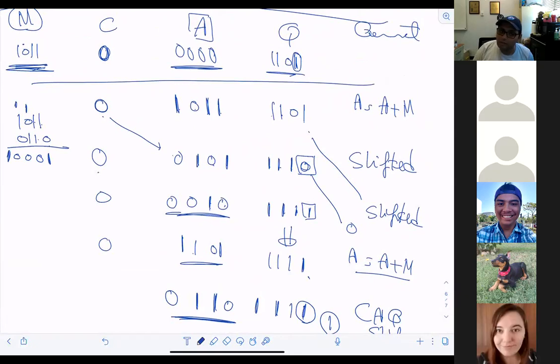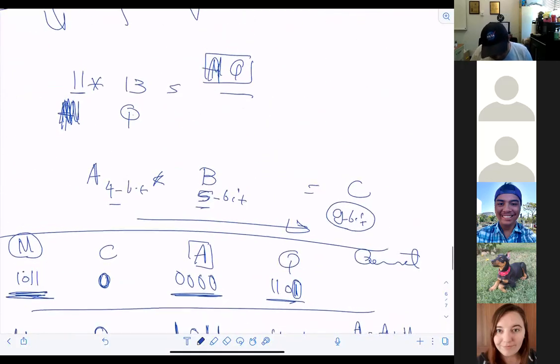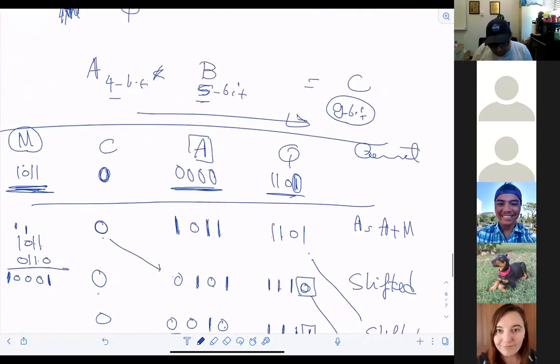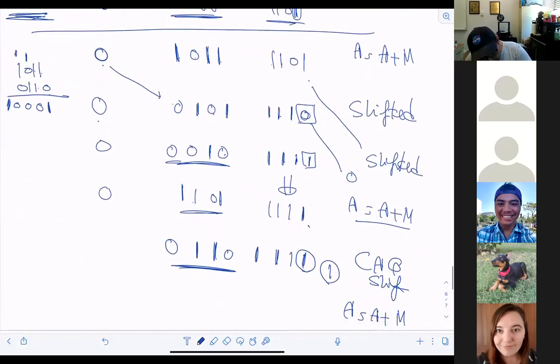Sorry, are we still doing 13 times 14, or is this a different number? Oh, sorry. I make it 11 times 6. Oh, okay. So M is the 11 there. Okay. Yeah. Sorry. So anyway, now after I added A with M here, what value came out? 5-bit, right?